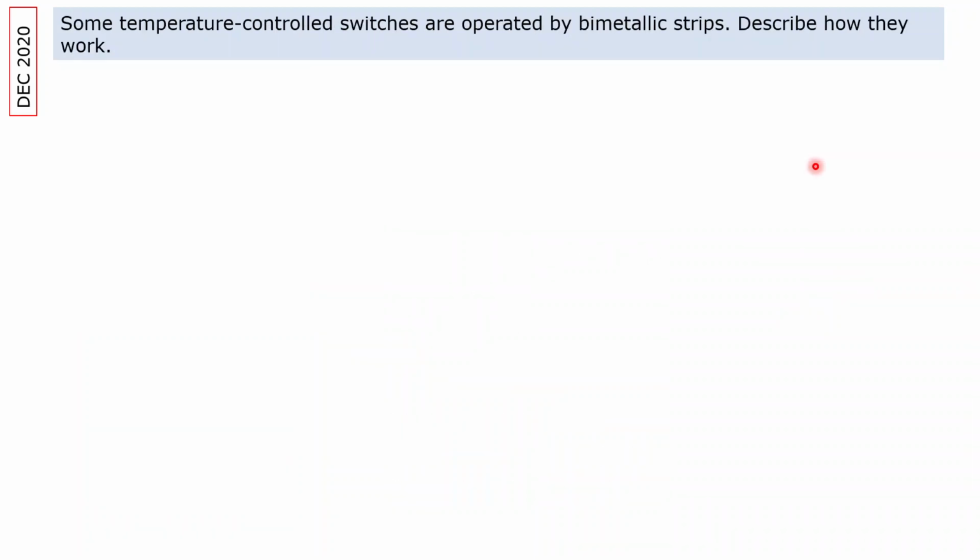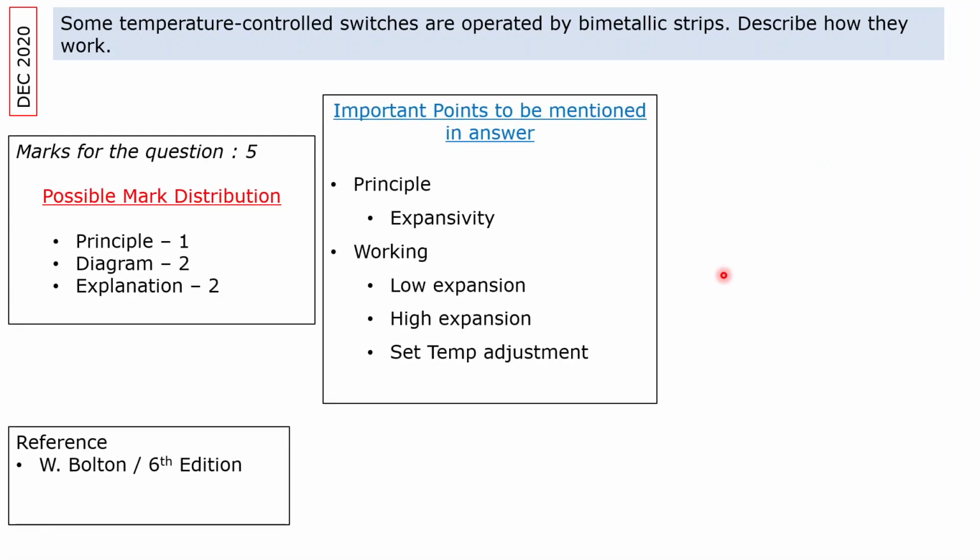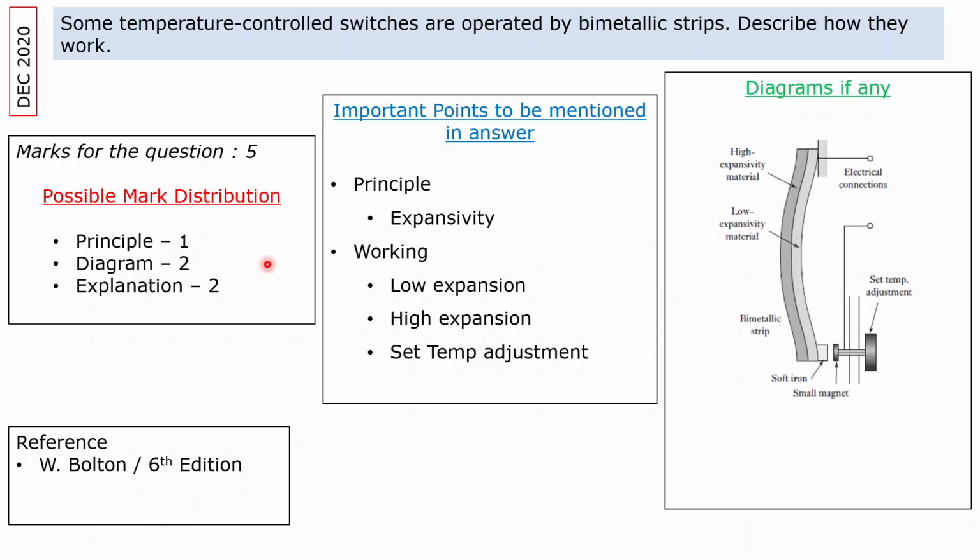And the next question, some temperature control switches are operated by metallic strips, how they work. This is also in fact a repeat question, but in this one explanation is asked. The marks for this question is 5 marks. That means principle is carrying 1 mark, diagram is 2 marks, explanation is 2 marks.